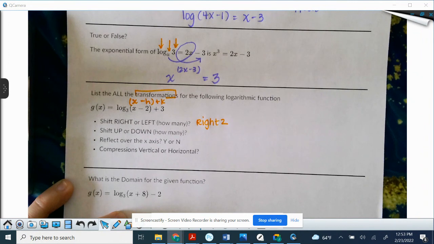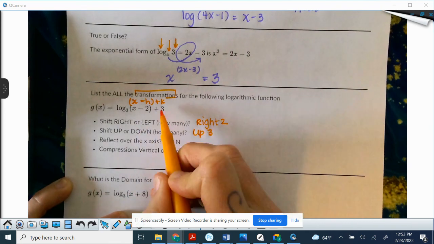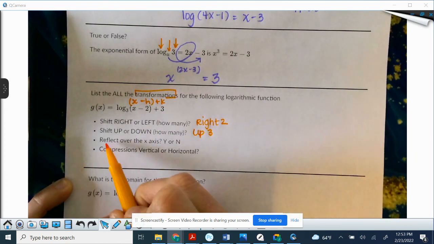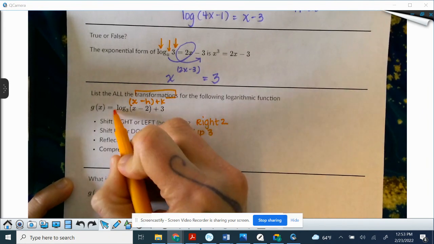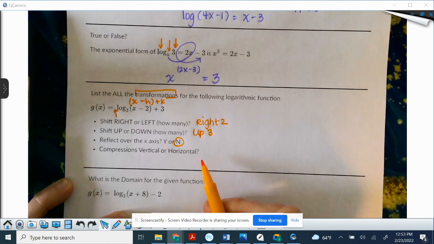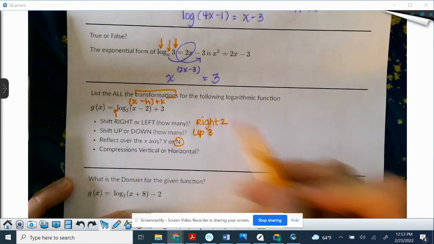Everyone wants to solve it, not what it's asking for. So it's saying, which way did it go? Right, left, up, down. And then up or down, it went up 3, because that's a positive 3 in your K spot. Did it reflect over the x-axis? It did not, because it's still positive in the front. And was there a compression vertically or horizontally? No, because there's nothing, again, not a number in the front.